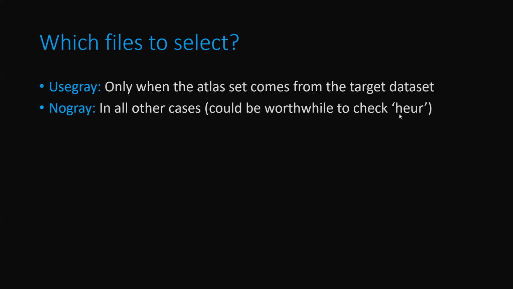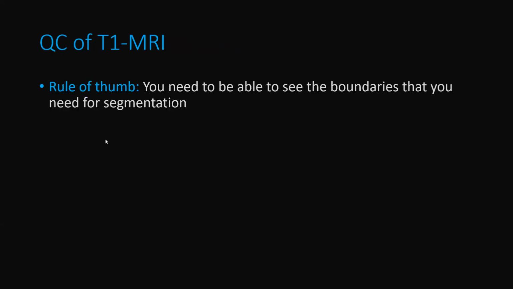Could be worthwhile to check heuristic if you're not completely happy with the no gray output and see what that looks like. All right, so then the first part of QC is the QC of the MRI, and the rule of thumb is that you need to be able to see the boundaries that you need for segmentation. It's actually very simple.